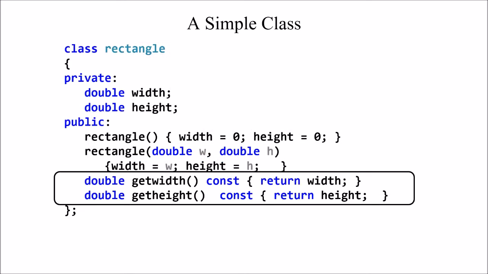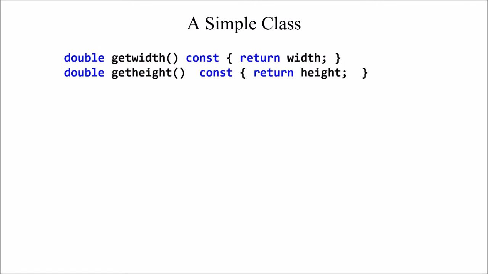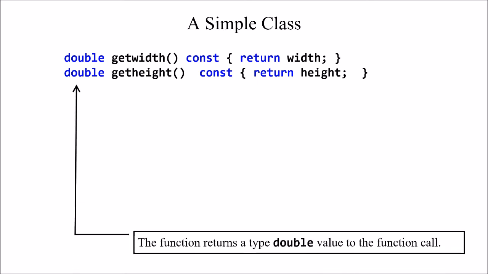The next two functions in the public function declarations are called accessor functions, because with these functions we have access to the data members. They are written in the same form as functions that you're familiar with. They're both very similar, so I'll describe the two functions together. They start with the return type.